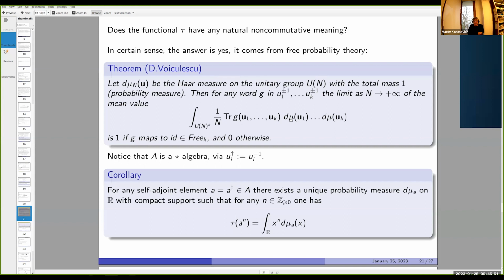Our algebra, this group algebra of the free group, is a star algebra, with an anti-holomorphic anti-involution. On generators it is defined so that each generator is unitary: its Hermitian conjugate is its inverse. And the corollary of this Voiculescu theorem is that for any self-adjoint element, like this sum of u_i plus u_i inverse, there exists a unique probability measure on the real line with compact support, such that for any n, the nth moment of this measure is this functional tau applied to the nth power of the element A. There is this famous moment problem, asking which sequences of numbers are moments of probability distributions with compact support, and there are some nice answers. It's claimed here to be automatic.